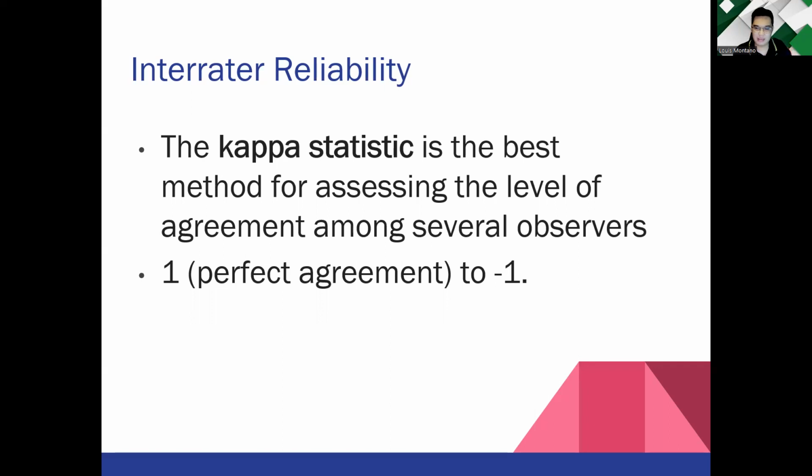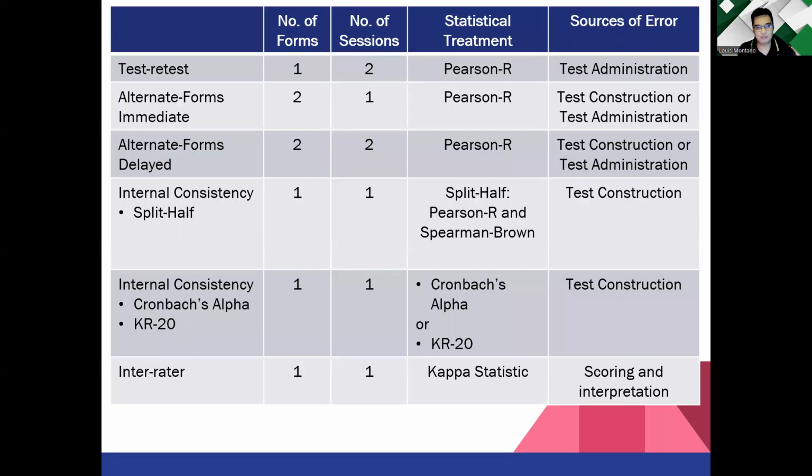Okay. And to end my presentation, here is a summary slide showing us the different approaches in estimating reliability, okay, and the common sources of error. So we have here, for example, test-retest. Okay, in test-retest, you administer one form of the test, isang form lang yung kailangan, pero kailangan dalawang administration, and you use Pearson R to obtain the coefficient of stability. The common source of error would be test administration.